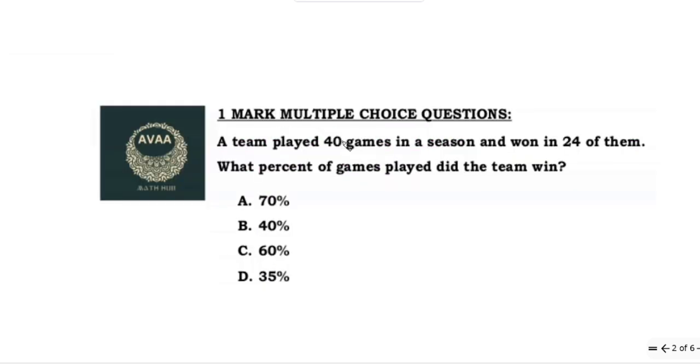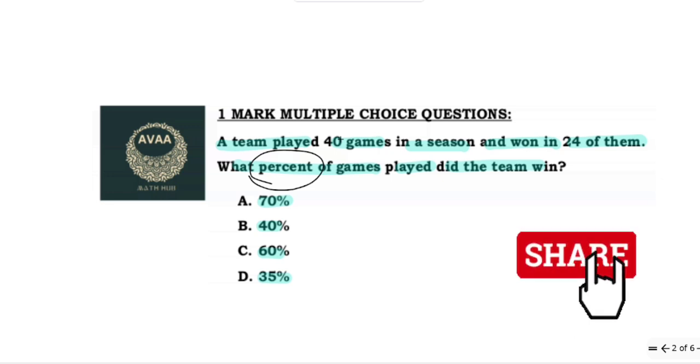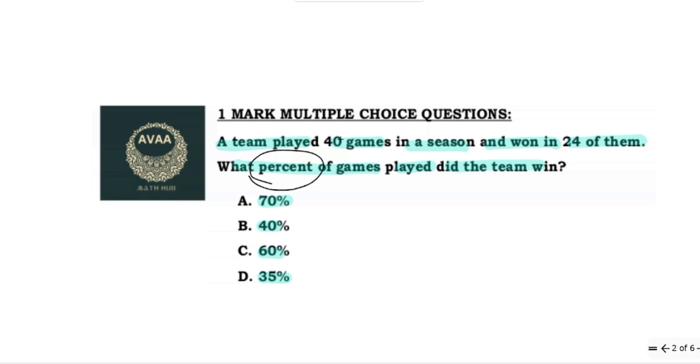In this question, a team played 40 games in a season and won 24 of them. What percent of games played did the team win? The options are 70%, 40%, 60%, 35%. Here they're talking about the percentage. When it comes to percentage, we should always express them as a fraction. So fraction means what do we want over the total, the part over the whole.